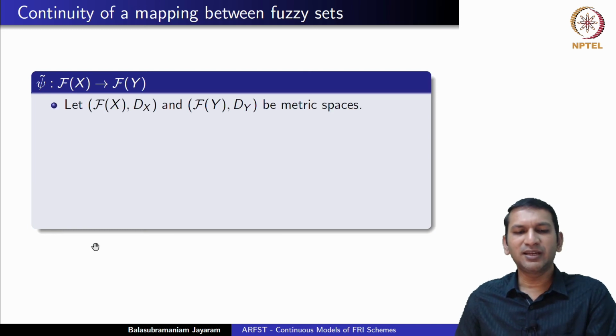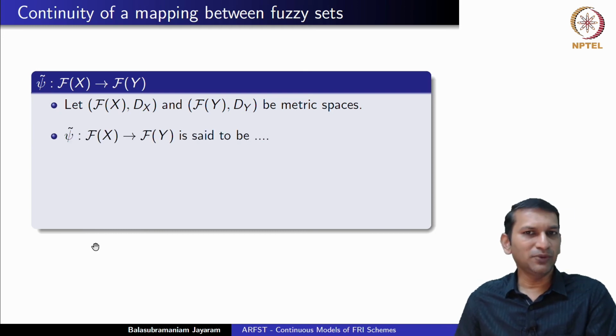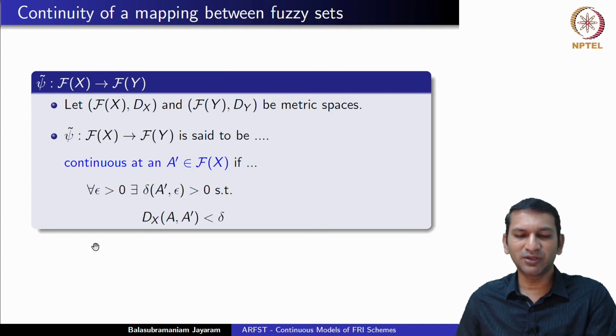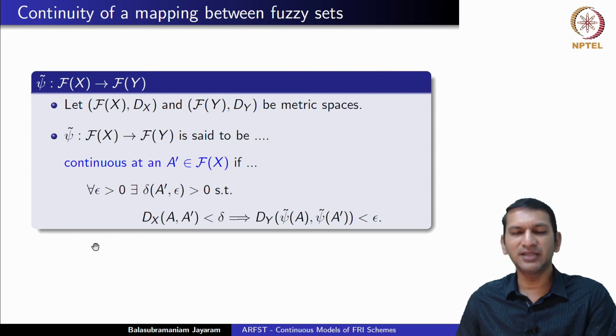Now we are looking at psi tilde as a function from F(X) to F(Y). Let's define some metrics d_X and d_Y on these spaces. So now we can define what is continuity. Say psi tilde is continuous at A' if for every epsilon greater than 0 there exists a delta, which once again depends on A' and epsilon, such that d_X(A, A') is less than delta. This implies d_Y(psi tilde(A), psi tilde(A')) is less than epsilon. Now this is a general definition of what we would mean as a continuous function psi tilde from F(X) to F(Y) given the metrics d_X and d_Y.